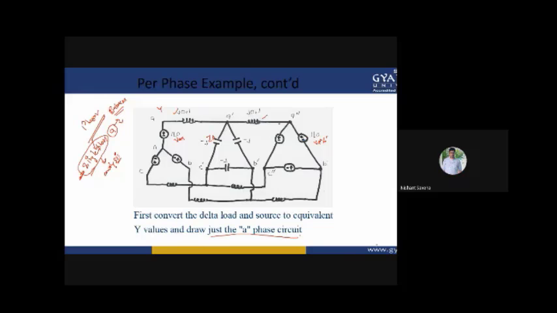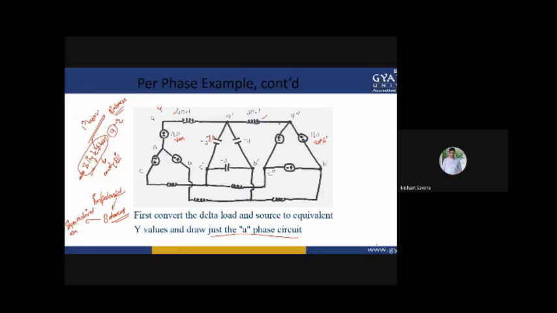We cannot do such type of analysis in case the system is not balanced. If it is unbalanced, first of all we have to convert it into a balanced one. How to convert it into the balanced one? By using the symmetrical components.